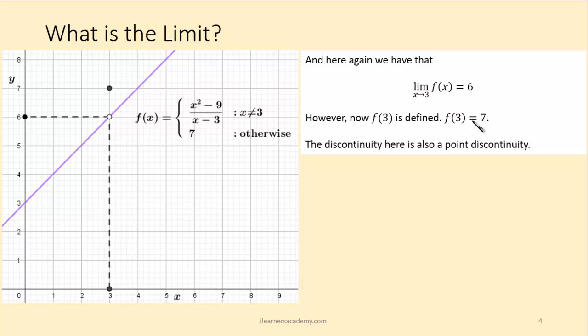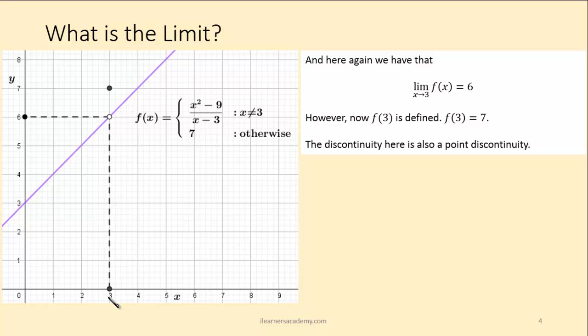In other words, f of 3 is 7. This type of discontinuity here is the same type as we looked at just now. It's a point discontinuity. So I hope you're beginning to see the difference between the limit of a function as x approaches some value c, in this case c would be 3, and f of c, the definition of that function when x is equal to a particular value.